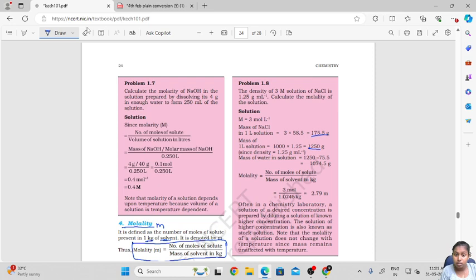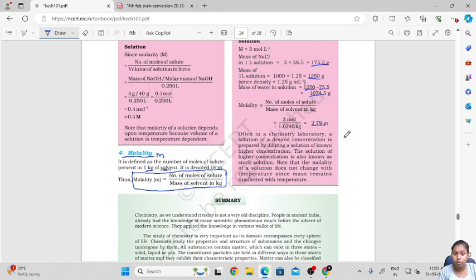1250 minus the mass of NaCl, 175.5, and you will get the mass of water in solution. So you will get an answer of 1074.5. Now you know the number of moles present in the solute, and you know the mass of solvent in kg. To convert this into kg, divide by 1000, so you will get 1.0745. So the molality is 2.79.